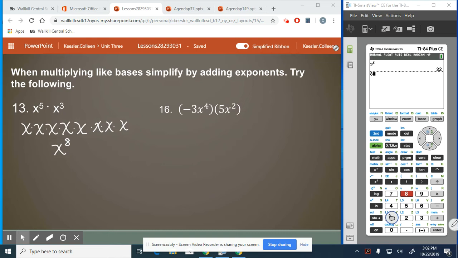So in number 16, we have a similar case, but now we have other bases to consider that don't have exponents, the negative 3 and the 5. So we just multiply those together. We get negative 15. Then we take the x to the fourth and the x squared, keep the base of x, and add those exponents. We'd get x to the sixth. Because like I showed you in number 13, if I were to write them out, I would have 4 x's being multiplied and 2 x's being multiplied together for a total of 6 x's being multiplied together.